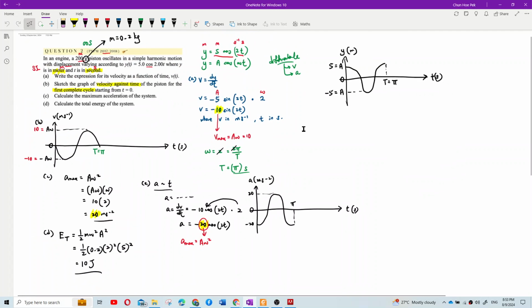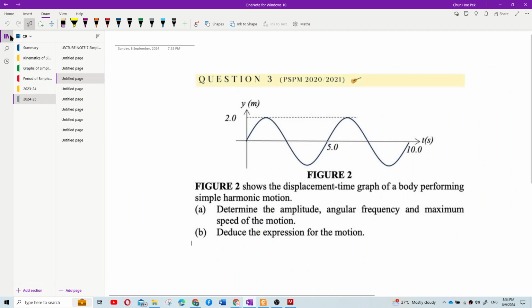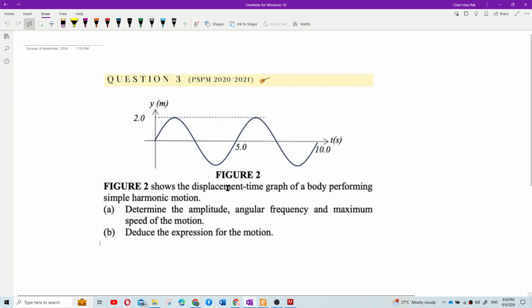Class, is it very, very difficult? Is it impossible to do? The answer is not impossible, right? Nothing is impossible. If you know the concept, it's easy. Okay, so question 3, it's quick. Let's look at this question.